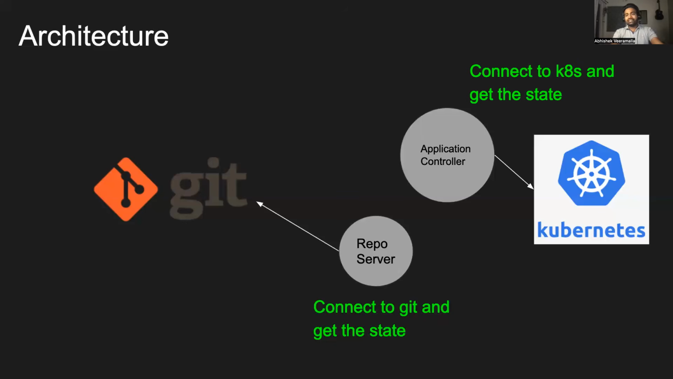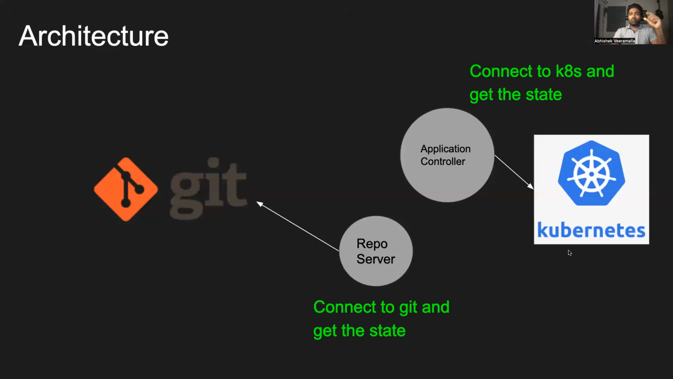Now, why do you need both of them? I just explained that you have to maintain state between Git and Kubernetes. So one microservice gets the state from Git, and another gets the state from Kubernetes. After that, this application controller will get the state from Git and compare: what you got from Git and what I have from Kubernetes, is it the same or not? If it is the same, then perfect, everything is right. If not, then the application controller will sync things according to the state that the repo server has got onto the Kubernetes cluster.